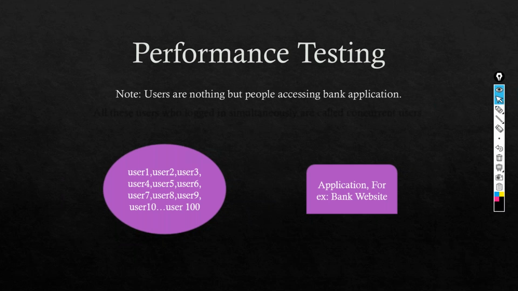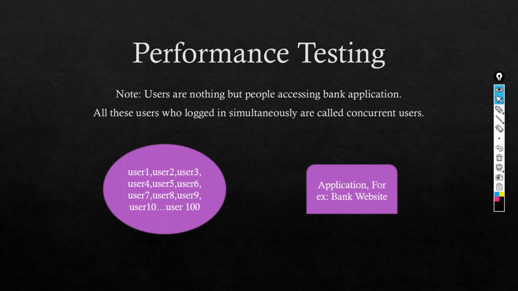We discussed in yesterday's session how these users are generated. There is a component called the load generator, which is responsible for generating the virtual users. These virtual users are nothing but people accessing the bank application. All the users who log in simultaneously are called concurrent users in performance testing terminology, and these users try to access the bank application.